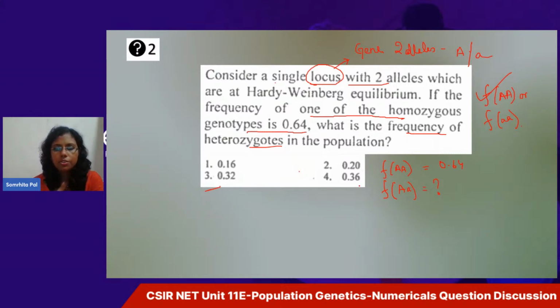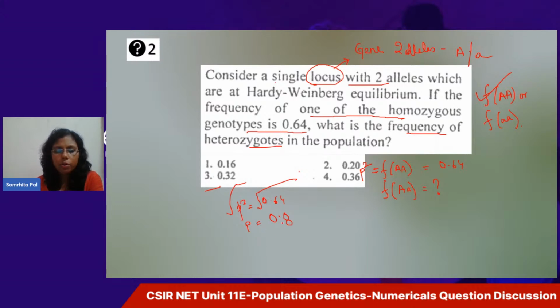All right. So how can you do it? Frequency of my homozygous dominant, can I write it as p square according to Hardy-Weinberg? Yes, p square represents my homozygous dominant genotypic frequency. So now if p square is 0.64, can I find out p from here? What will be my p? I just have to take a square root of this, right? So my p will be coming out as 0.8.